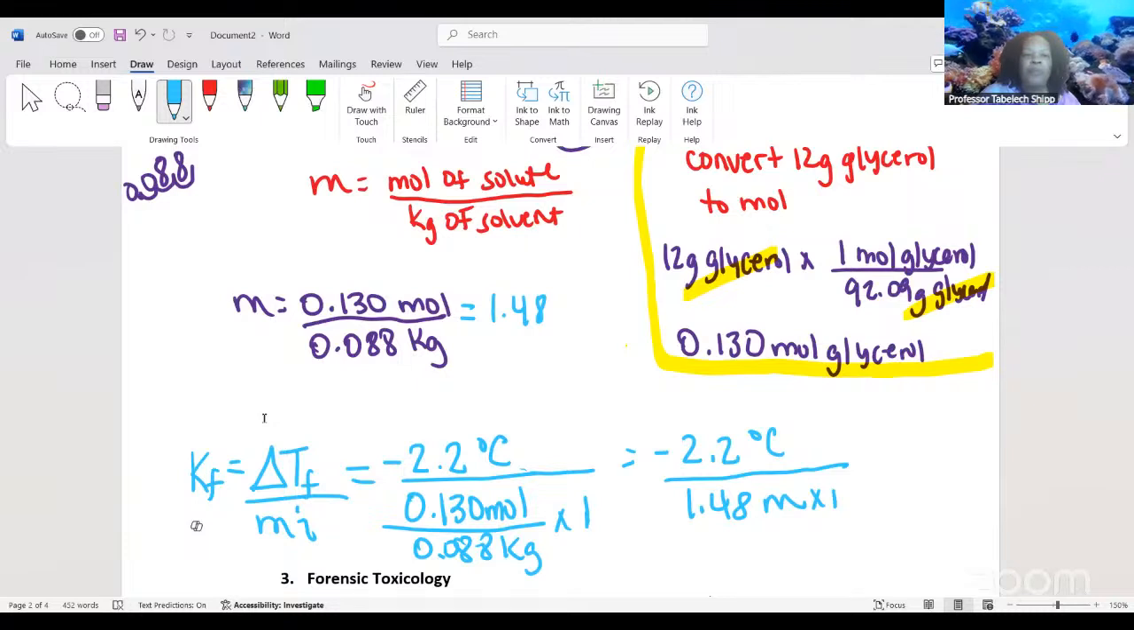So let's plug this in now. Negative 2.2 divided by 1.48, and we get negative 1.49 degrees Celsius per molality. That is your final answer for that particular problem right there.